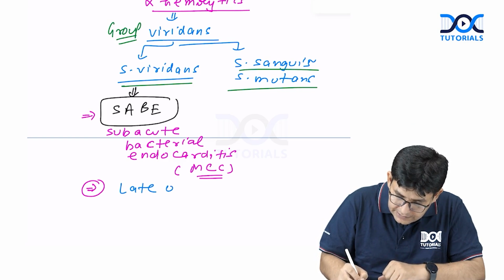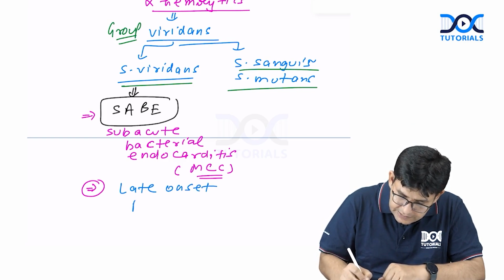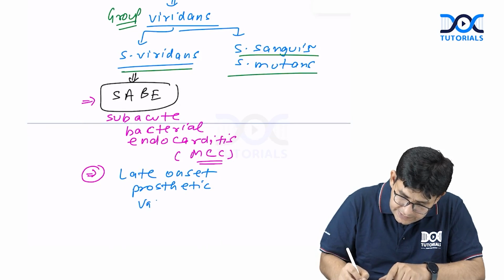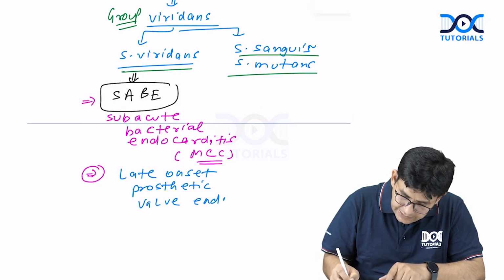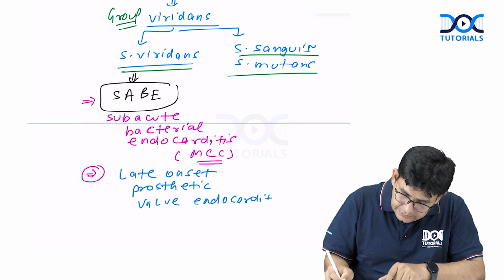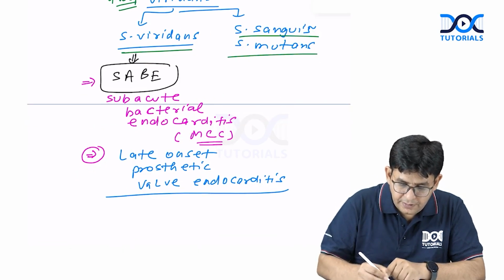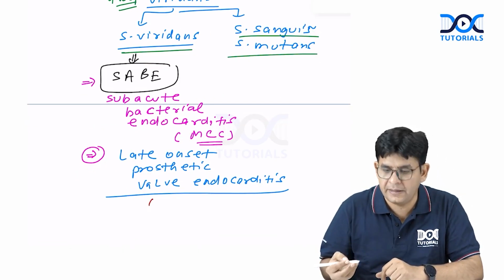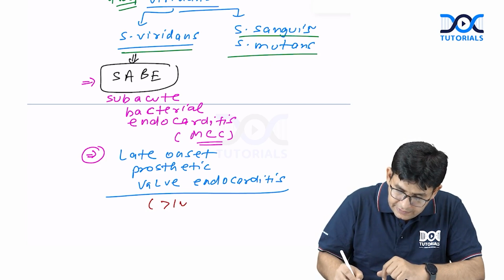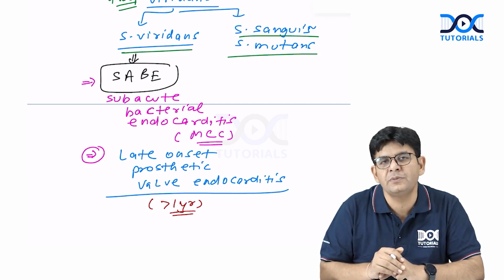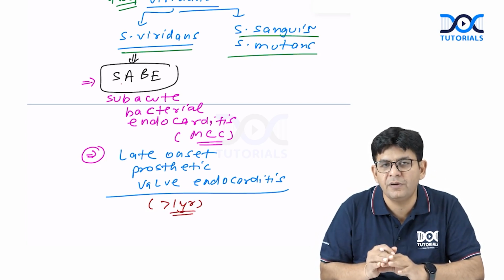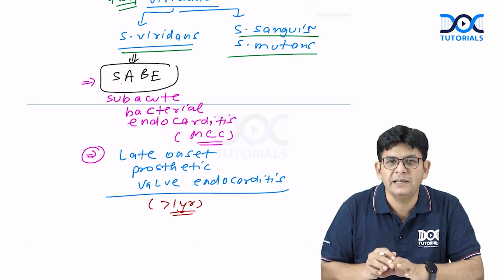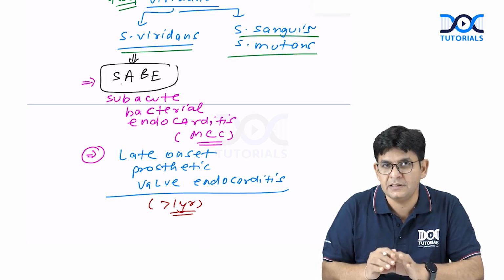late onset prosthetic valve endocarditis. This means the cardiac surgeon has changed somebody's valves and put in prosthetic valves, and they also got damaged. After 1 year of replacement, that is termed late onset prosthetic valve endocarditis. So can you tell me the early onset is caused by? That is caused by Staph epidermidis. That is less than 1 year.